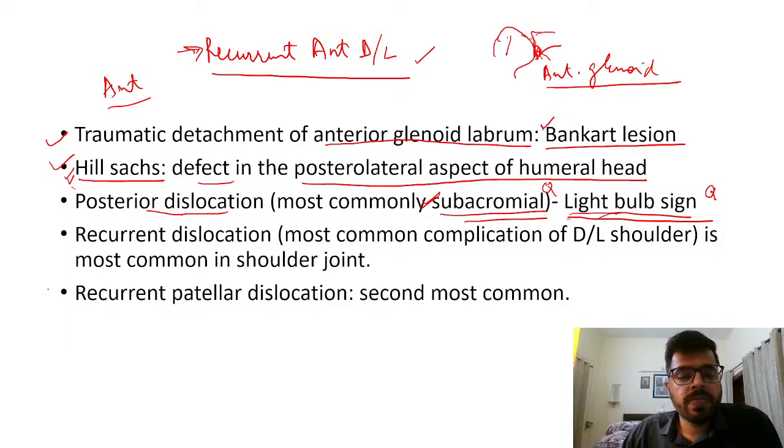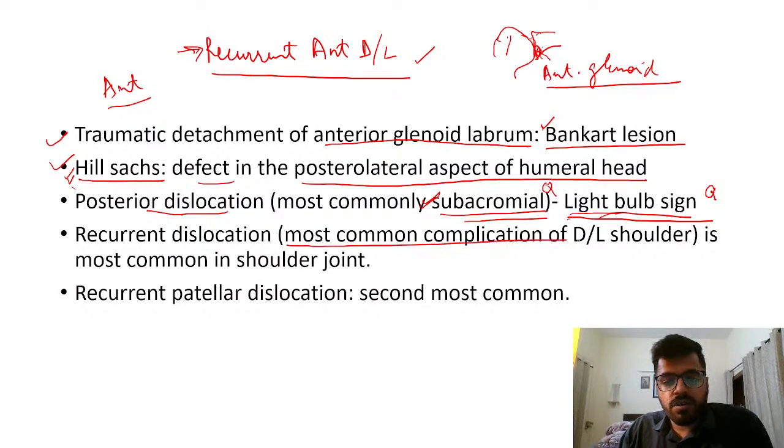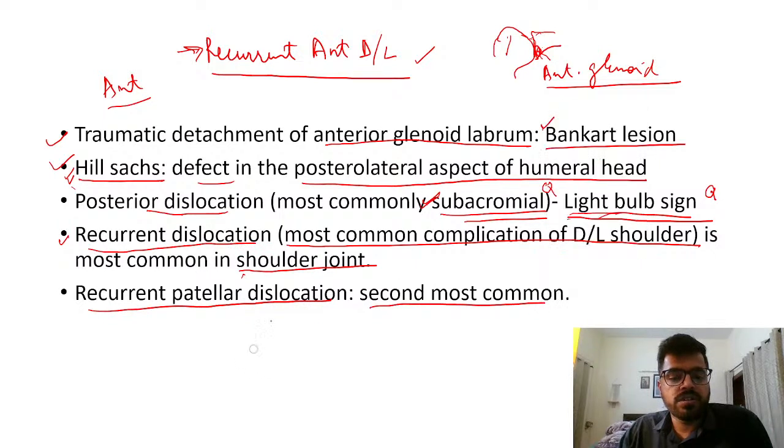Recurrent dislocation is the most common complication of dislocation of shoulder, and recurrent dislocation is seen most commonly in shoulder joint. Recurrent patellar dislocation is the second most common dislocation. Most common recurrent dislocation is shoulder joint, and that too anterior dislocation.